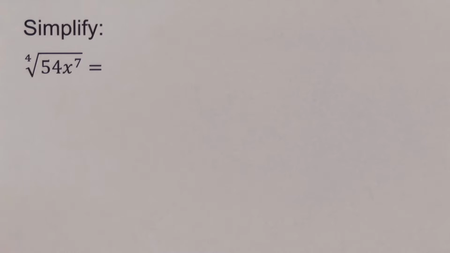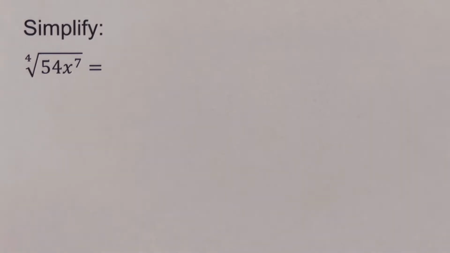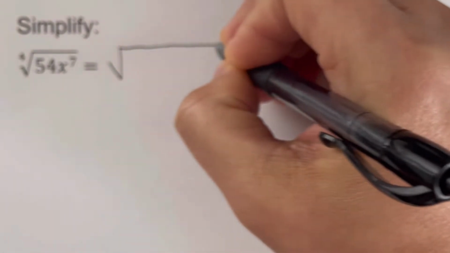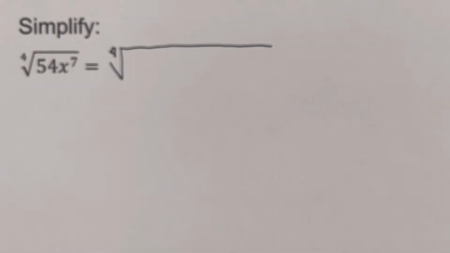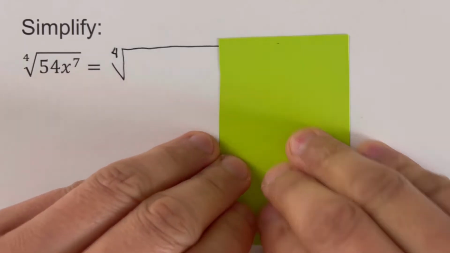Okay, we go over the problem here. In order that we can simplify this expression that we have right here, the first step is to expand the given expression. So I'm going to go ahead and write the radical symbol that we have right here. That is the fourth root. And so we go ahead and start by expanding 54 to its prime factors. So I'm going to show that work on the side right here.